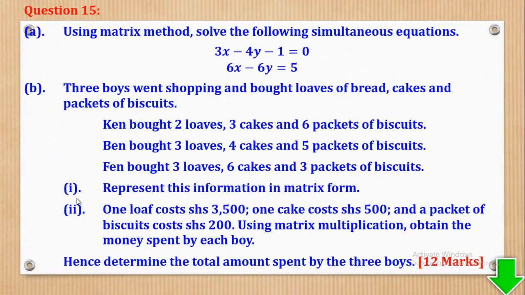So next is part B. Part B says 1 loaf costs shillings 3,500, 1 cake costs shillings 500, and a packet of biscuits costs shillings 200. Using matrix multiplication, obtain the money spent by each boy. Then hence determine the total amount spent by the 3 boys.